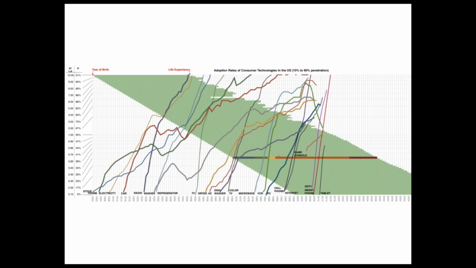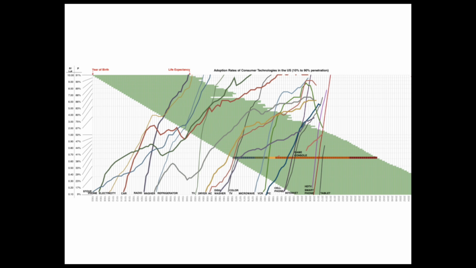On the left, it's things like electricity and the car. On the left, the slopes are a little bit more shallow. On the right, a little steeper. So this green stripe down the middle, that's showing the life expectancy of a person born at the date along the x-axis.